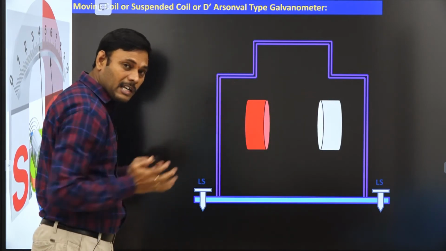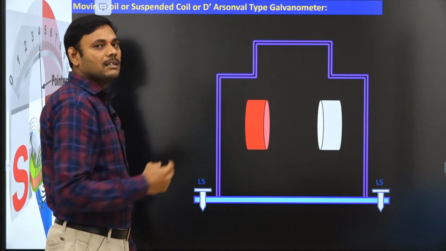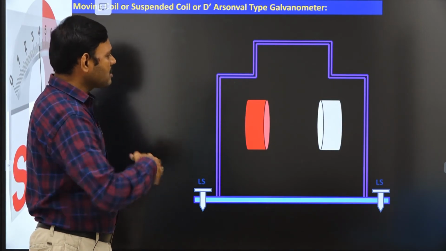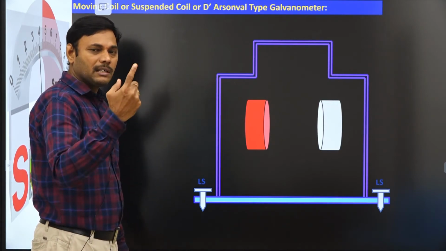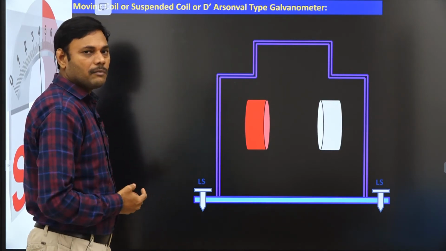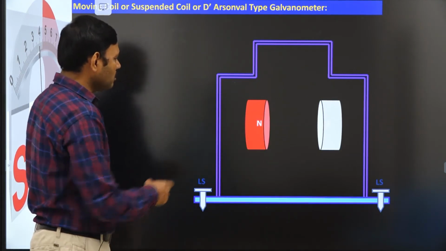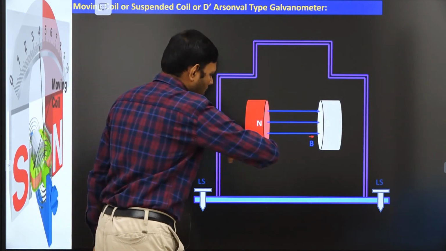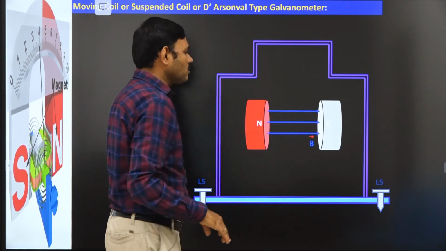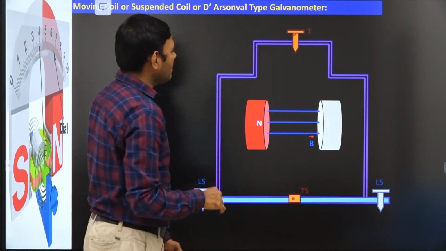Of course, they are concave shaped magnets to produce a radial magnetic field, so that B bar is always making a 90 degrees angle with the area vector. These are the two permanent magnets, north and south. See, this is north and this is south. And the magnetic field is always present from north to south direction, B bar. And this is the torsion head there at the top.